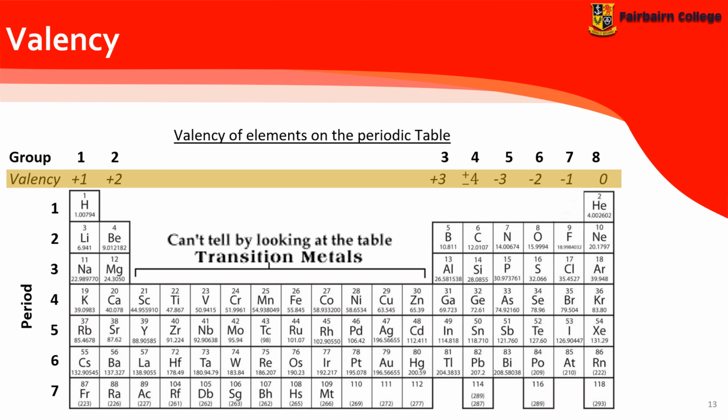I've included the valency in this table just so that we can see what group corresponds with what valency. So group 1 has a valency of +1, while group 2 is +2, group 3 is +3, and then group 4 is ±4. So we'll get back to that in a second. Then if we get to group 5, we see that it now goes in the different direction. So now -3. Then group 6 is -2, and group 7 is -1. Then group 8 we see has a valency of 0.